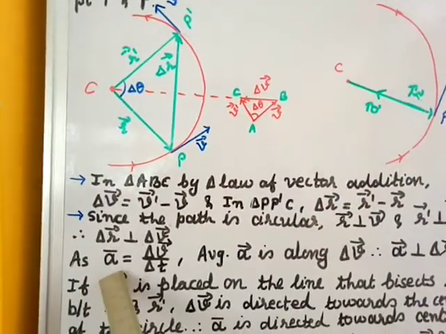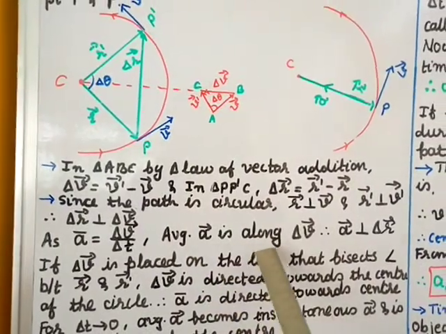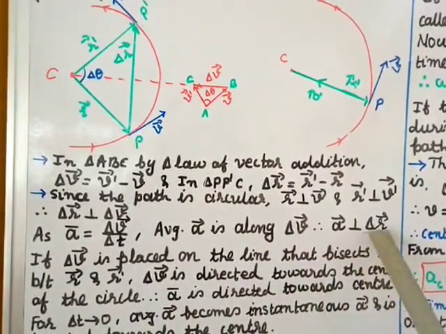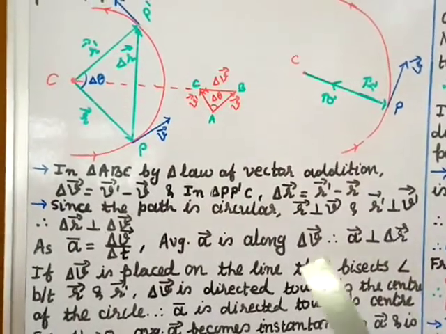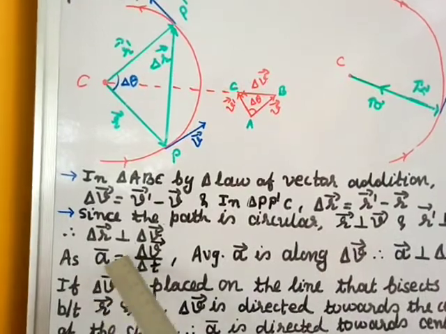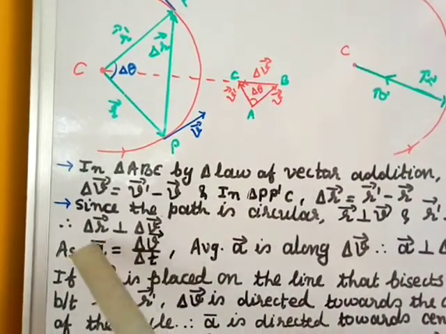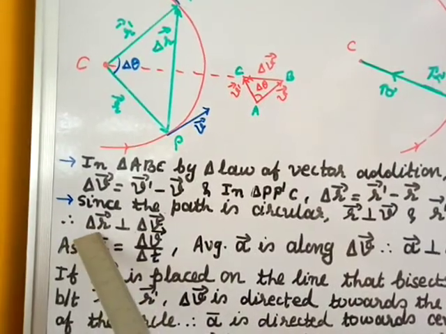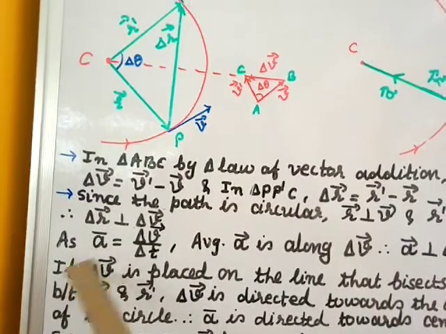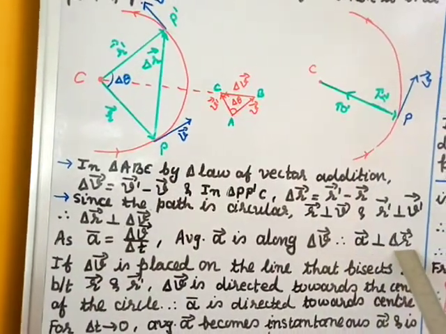As average acceleration equals delta v by delta t, average acceleration is along delta v. Therefore, vector A is perpendicular to delta r. Now, you know that the average acceleration equals delta v by delta t. That means A is along delta v. But now we know that delta r is perpendicular to delta v, therefore A is also perpendicular to delta r. So we can say A is perpendicular to delta r.